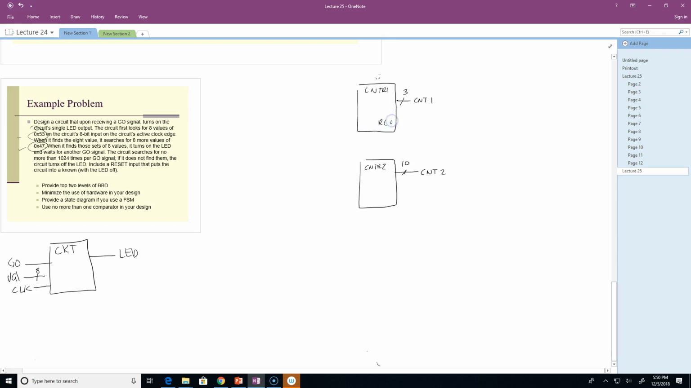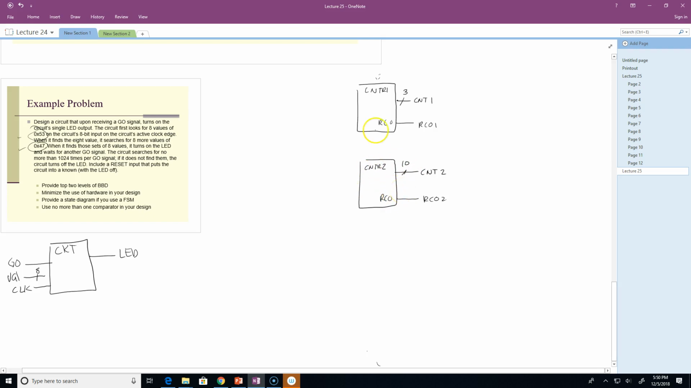What I need for this problem is the RCOs, and I'm going to go ahead and name these RCO1 and RCO2. Okay, so looking good on this thing. Remember, what I'm interested in is when these counters hit 8. This counter hits 8, this counter hits 1024, which it's not going to hit 8, it's going to hit 7, and the RCO is going to turn on. The second counter here is going to hit 1023, and the RCO is going to turn on.